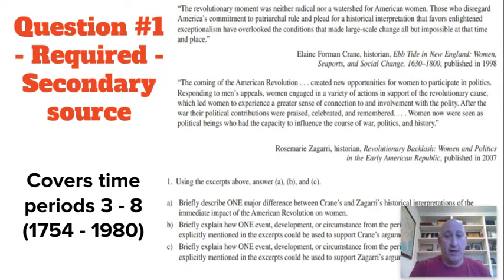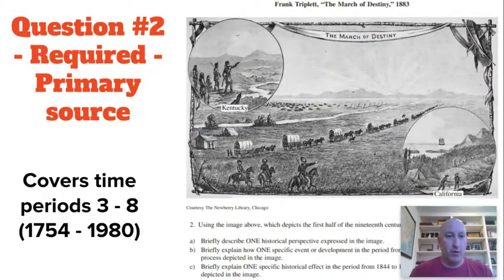As a result of that, we, by definition, call this a secondary source. In this case, you got Crane and Zagari. These are two historians. This is from the 2019 AP US History exam. They've written two responses concerning women and the revolution and the impact on women. So the students in 2019 had to comment on their opinions about how the revolution affected women. Question number one is going to cover time periods 3 through 8. That's 1754 all the way up to 1980. It's a wide time period, so you don't want to ignore any one thing, right? You got to do question number one.